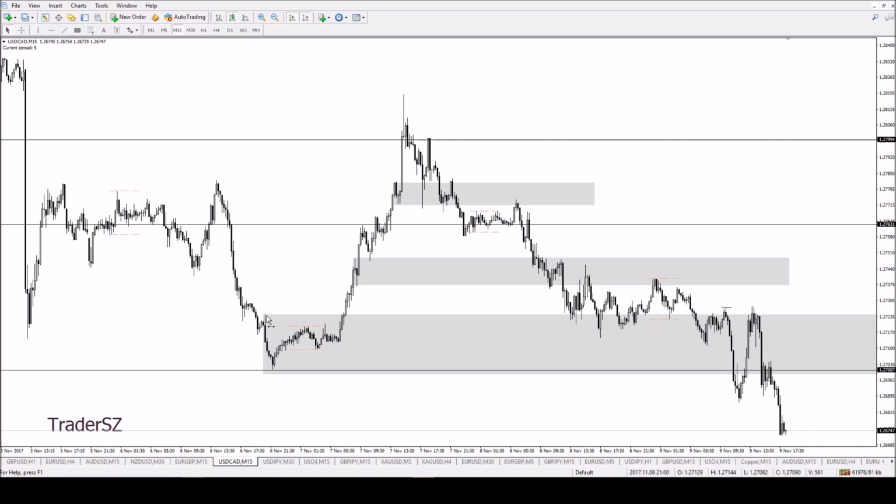So what you can do, use these examples, go back in your charts, don't take my word for it, go back in your charts, find examples like this and see how you can work it.